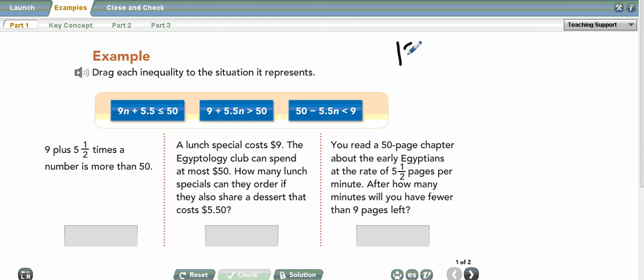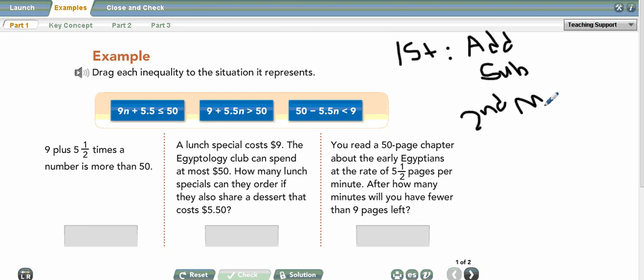The very first thing you do, because I know some of you are still struggling, is you undo any adding or any subtraction. That is what you do. Add or subtract. Then the second thing is going to be multiply or divide. Those are the order that you do. First thing is add, subtract. Second thing is multiply and divide.